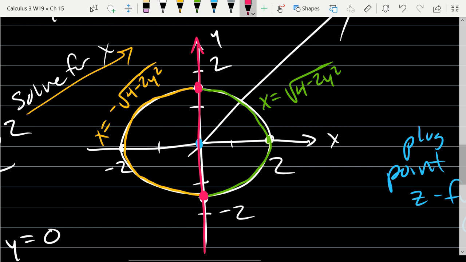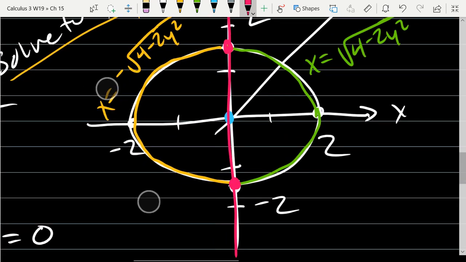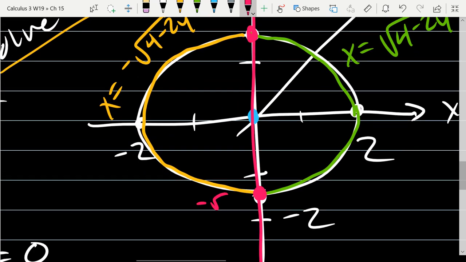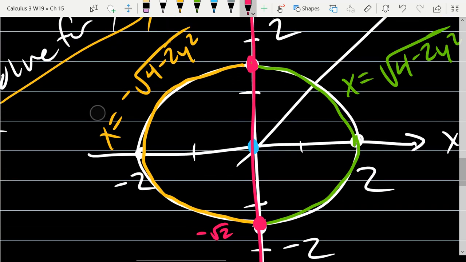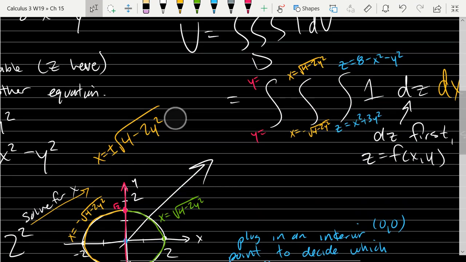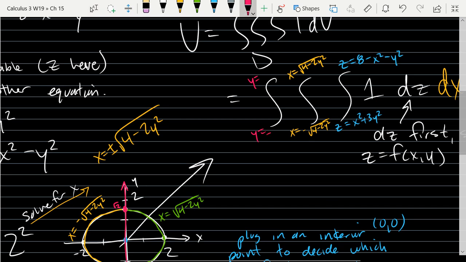And we wrote those values down, but I didn't write them on the graph. They were both square root 2 and negative square root 2. Those were the two y values we computed. So that's your min and your max. So you're systematically going one coordinate at a time and then eliminating that coordinate.